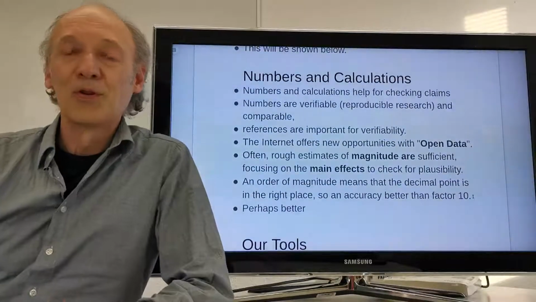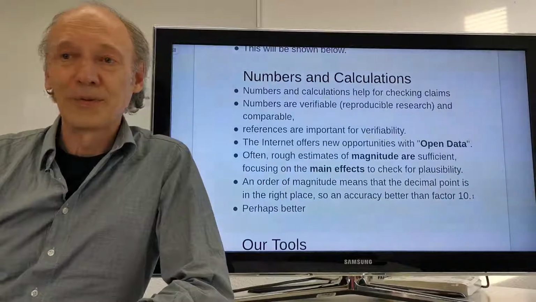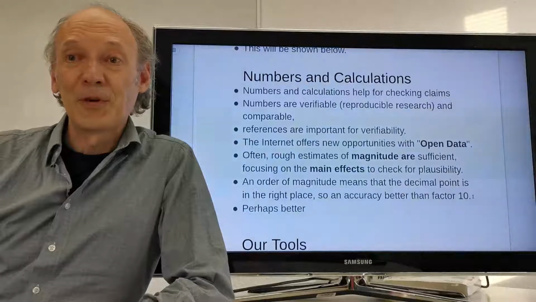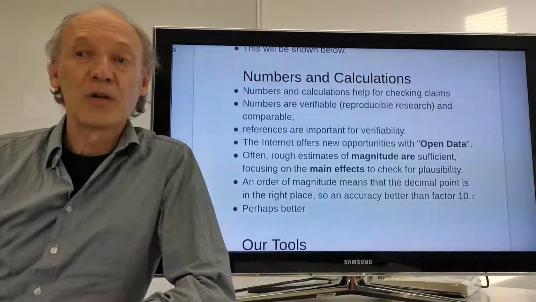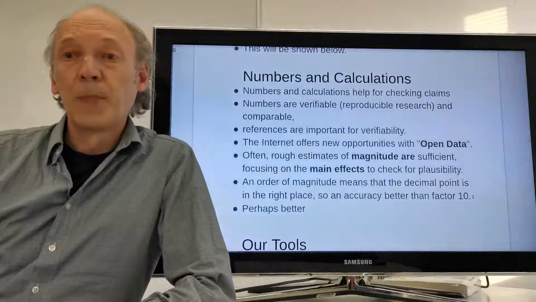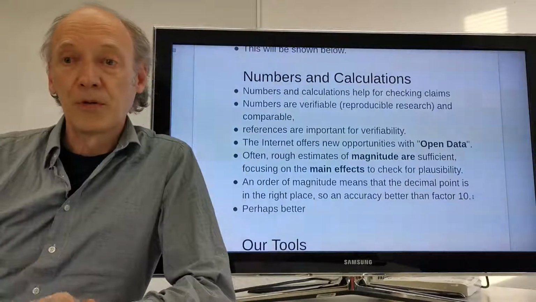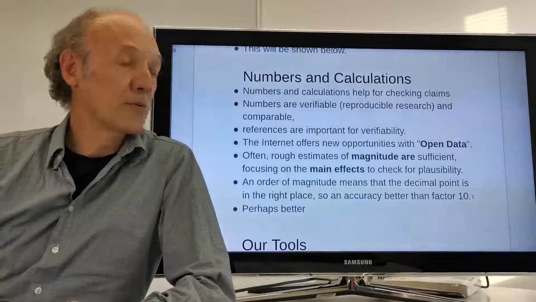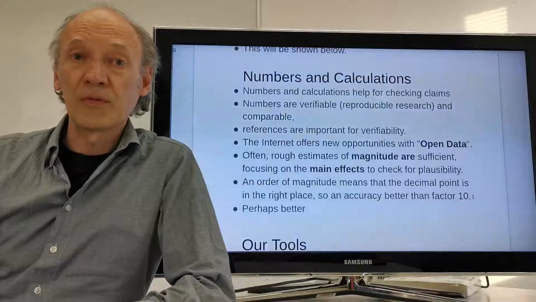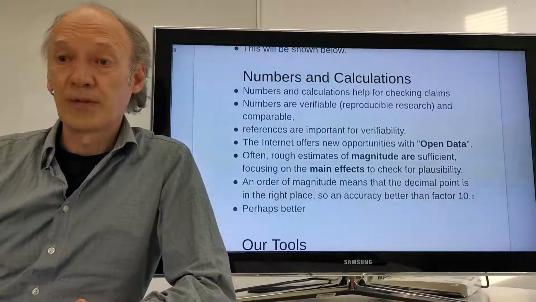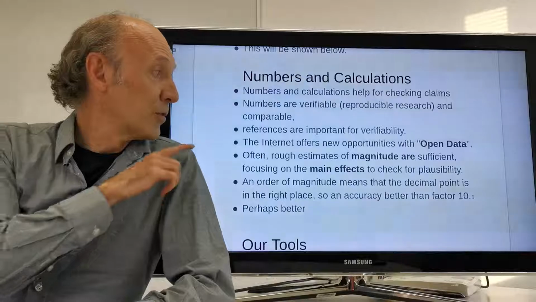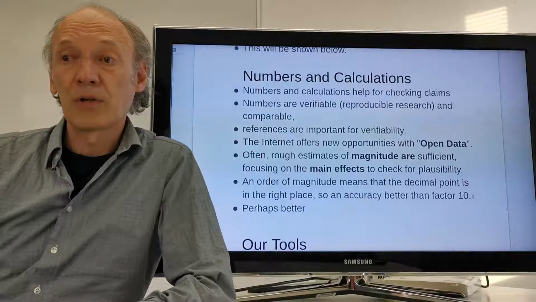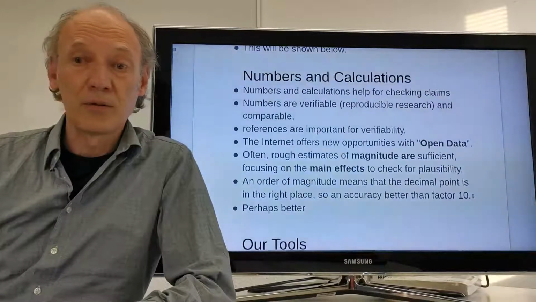So first to numbers and calculations. These are important for checking claims. Right? Numbers are verifiable, they are an important part of reproducible research, and they are also comparable. And references are important for verifiability. So if there's a claim, there should be a reference where this claim can be checked. And the internet offers new opportunities with open data to calculate things and for checking.